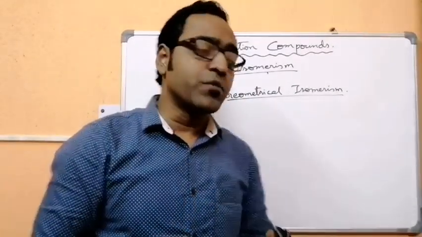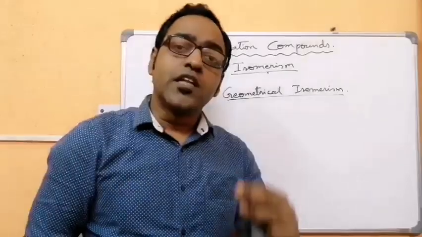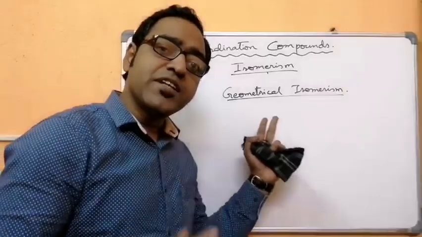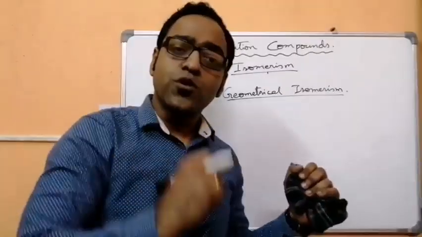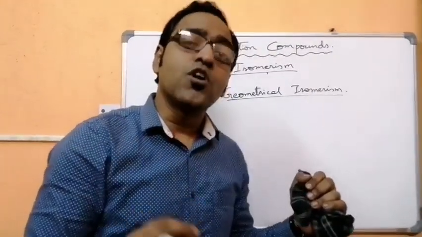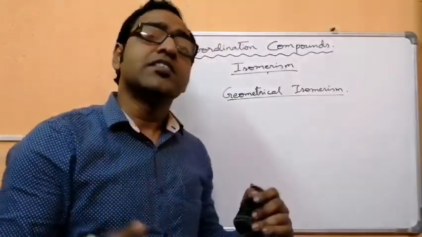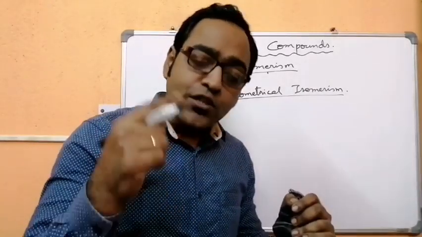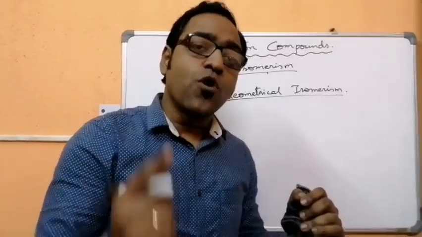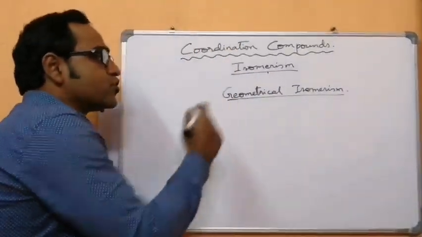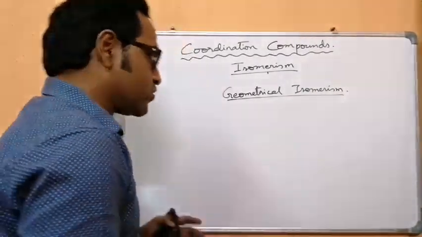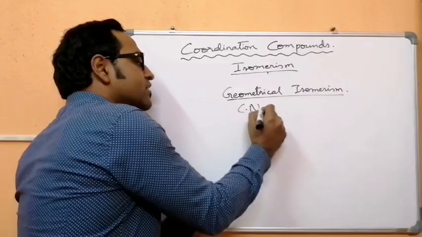Now under stereoisomerism there is geometrical isomerism. Geometrical isomerism is defined as compounds having the same molecular formula, same sequence of bonding but different relative arrangement of atoms or ligands. Now in this geometrical isomerism, we will start our discussion with coordination number. The first is coordination number 4.